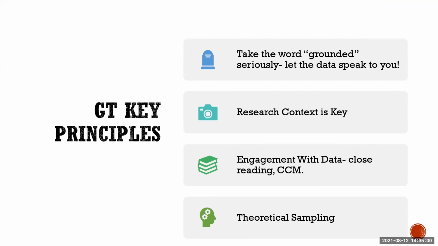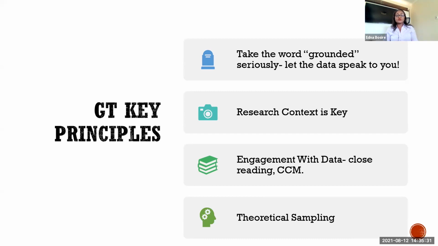Then another thing is that research context is key. Remember, we are not just collecting and analyzing data without talking about the context. Try to seek clarification about how the context influences your research: how people's social settings, the economic activities, and the political behaviors in the community where you are collecting data influence your findings. This is an important aspect of grounded theory.